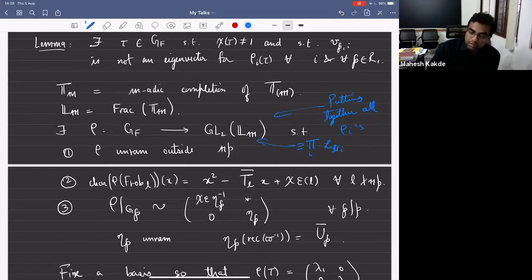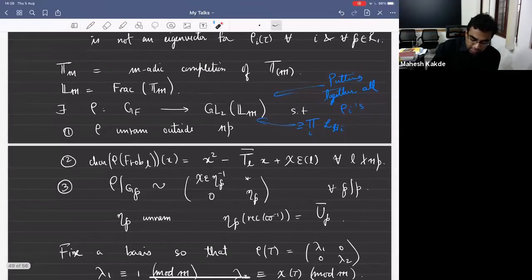So this is still due to Hida and Weil's existence of such a representation. So there exists rho from G_F to GL_2 of T_M, and now I can write it somewhat more canonically. So rho is unramified outside NP, and the characteristic polynomial is exactly this one. So what is this T_L bar? T_L bar is the image of T_L inside this L sub M. Okay. So because we are considering all of them together, this is the way to write it.